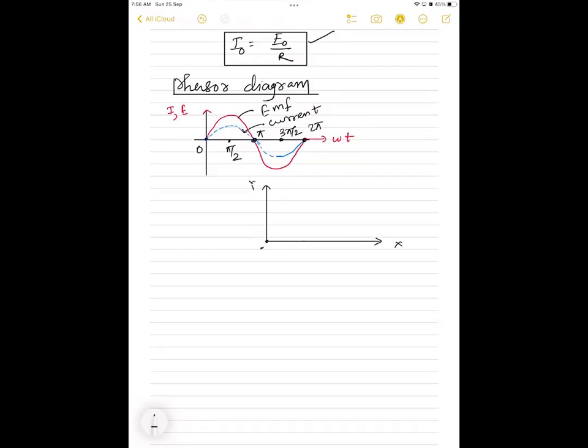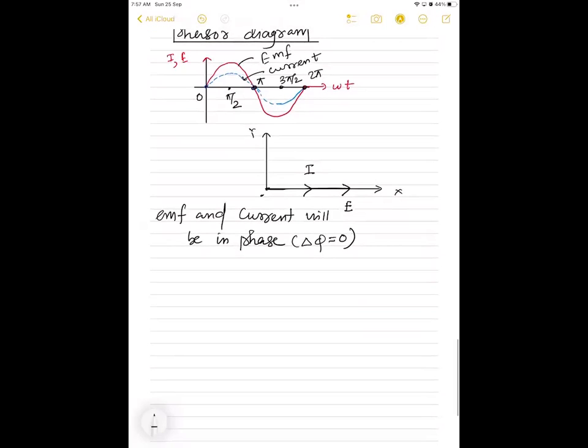So here what is happening? If this is the direction of EMF, this is also the direction of current, right? EMF and current will be in phase, correct? And that is delta phi equal to 0. Here it is purely resistance, right?